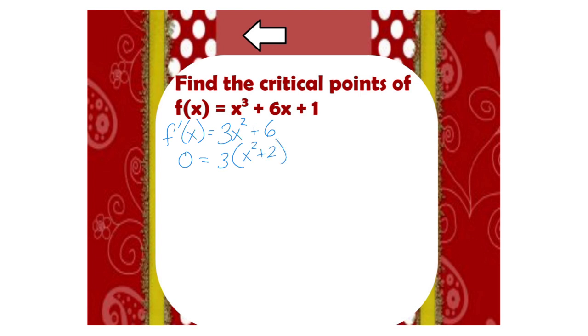Oh, okay, this is interesting. Look at this. All right. So when I set that equal to 0, the 3 is going to go away. I have an x squared plus 2 equals 0. Look at what happens on this one. Subtract the 2. Square root both sides. I'm going to end up with an imaginary number.